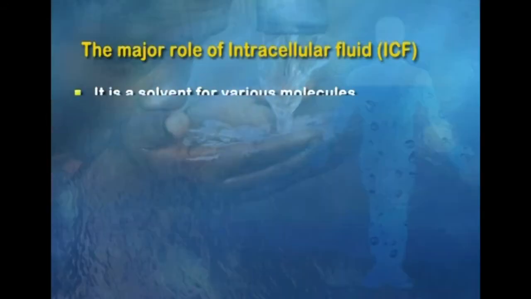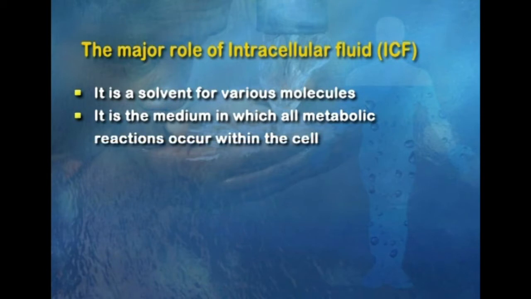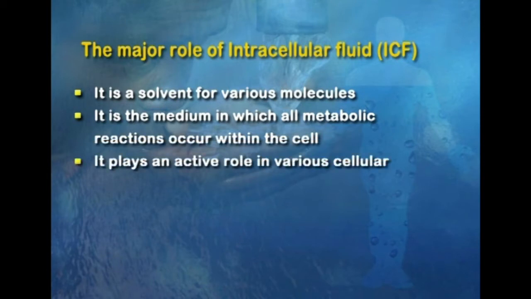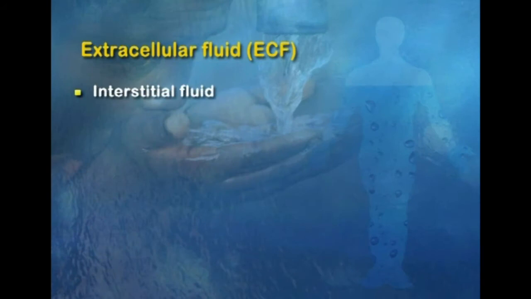The major role of intracellular fluid is that it is a solvent for various molecules within the cells. It is the medium in which all metabolic reactions occur within the cell. It plays an active role in various cellular reactions. It sustains cellular integrity. Extracellular fluid can be divided again into four types. The first one is the interstitial fluid. It is the liquid which is found between the cells, or the interstices of all body tissues.